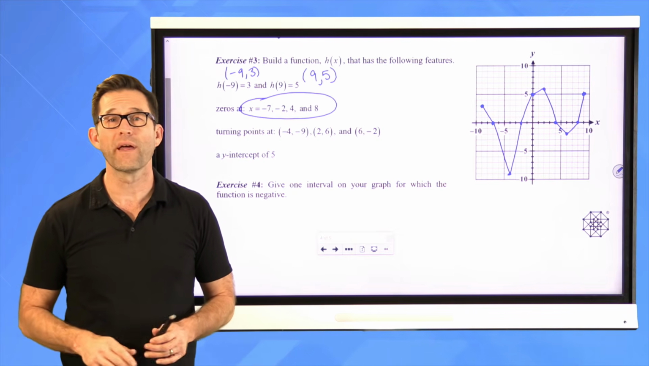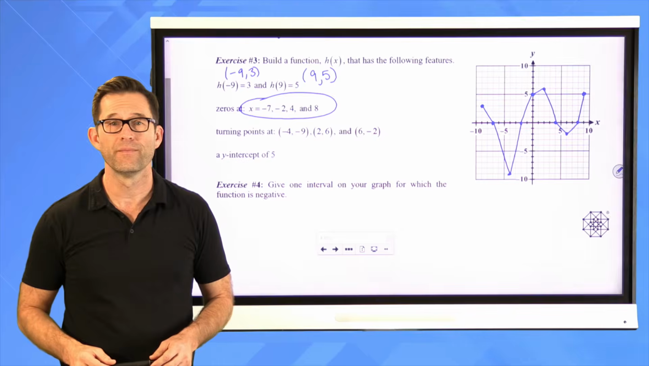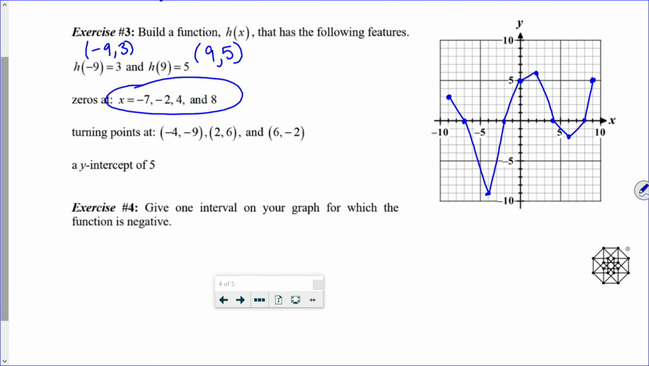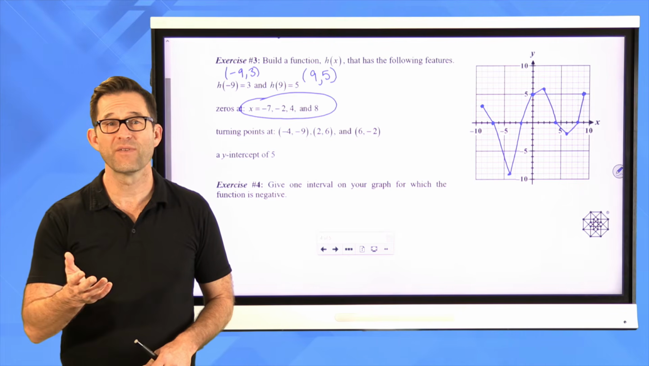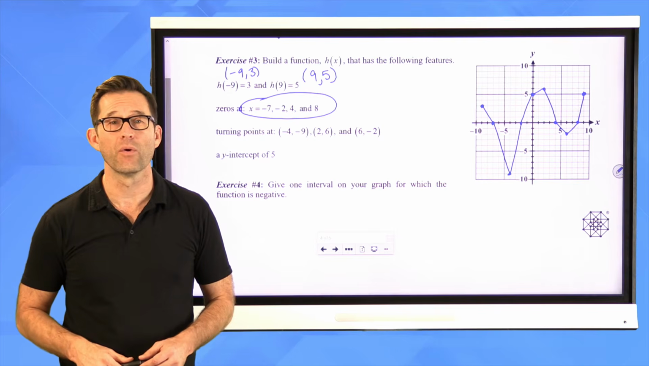Let's take a look at one last problem, exercise number 4. Give one interval on your graph for which the function is negative. Pause the video now and see if you can write down one interval where the function is negative.